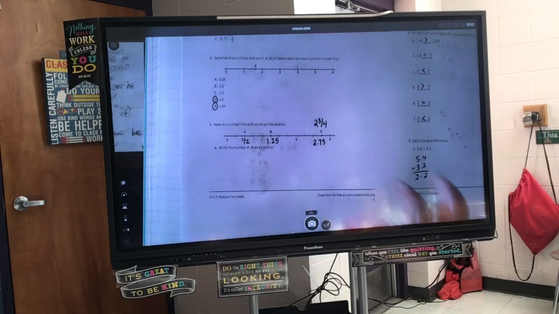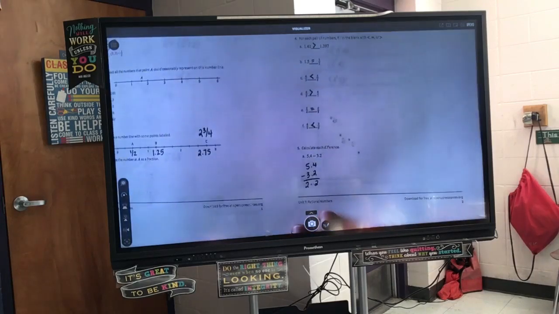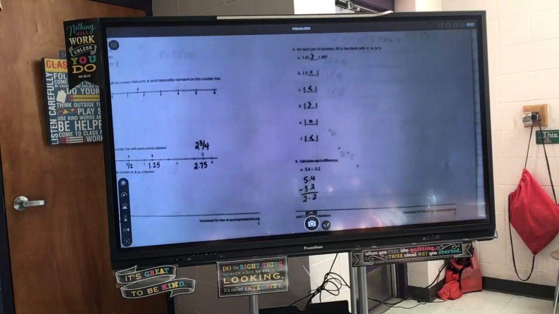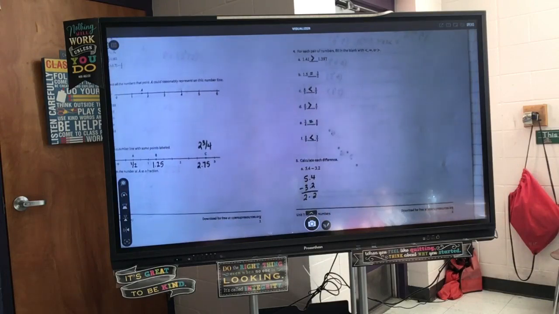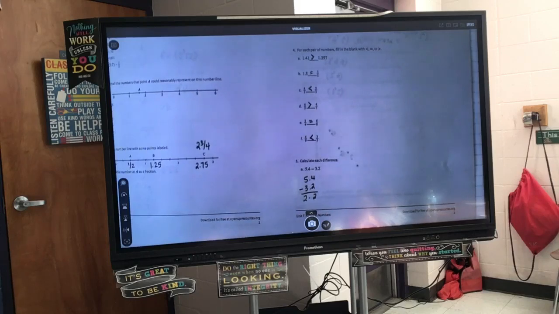Sliding over to number 4. A should be greater than, B should be equal to, C should be less than, D should be greater than, E should be equal to, and F should be less than. Thumbs up when you have number 4 complete, so I know that I can move on.